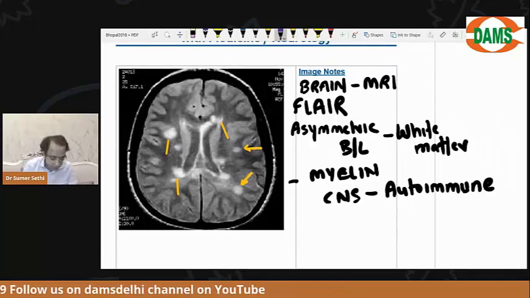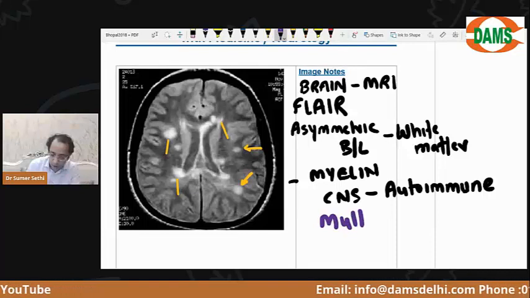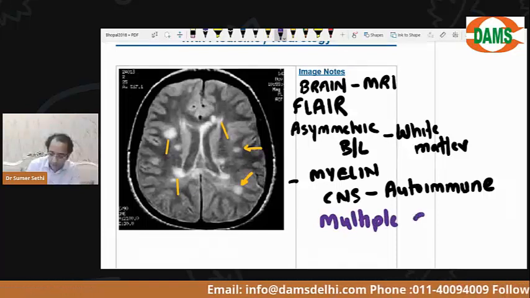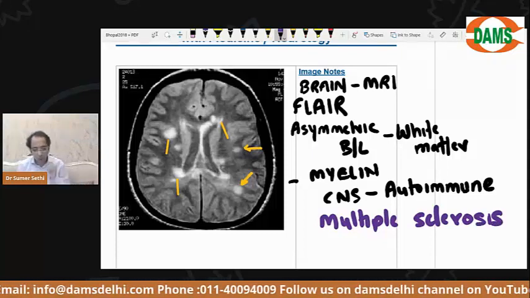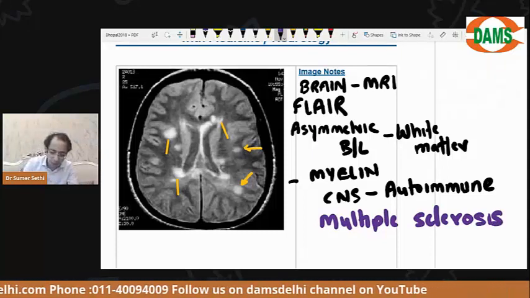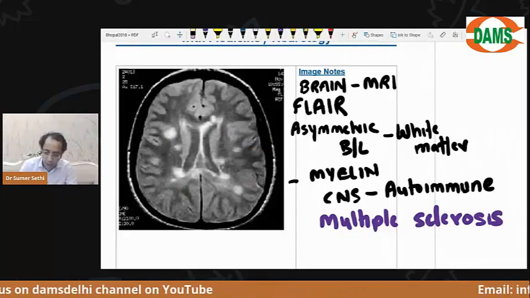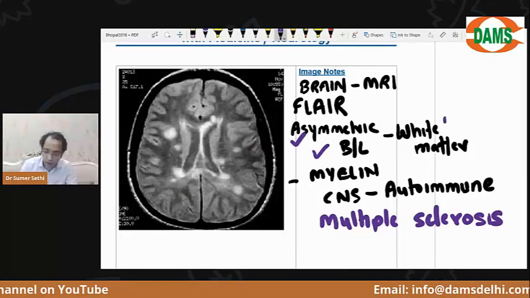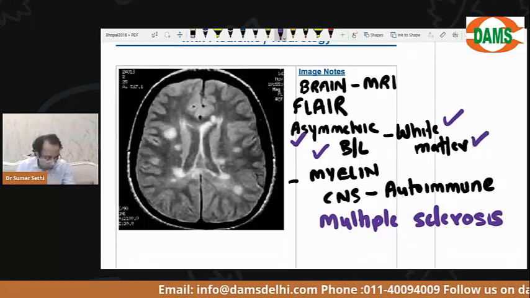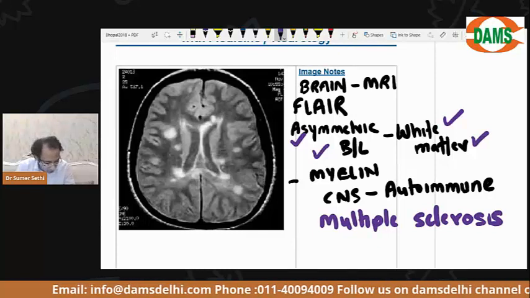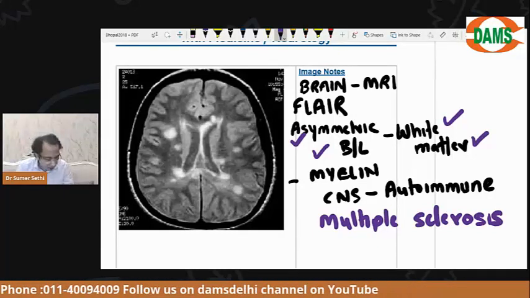Anybody? So that is multiple sclerosis. Okay. Is it possible that we are looking at multiple sclerosis? This is my doubt. Why? Because I see asymmetric, bilateral white matter hyperintensities. So I have a doubt now. Am I looking at multiple sclerosis? Very good. I can see most of you are saying yes.